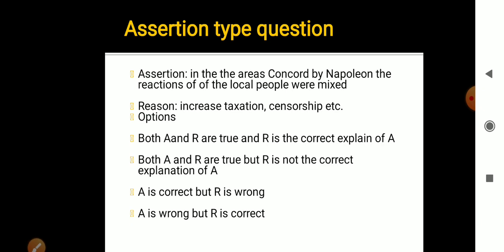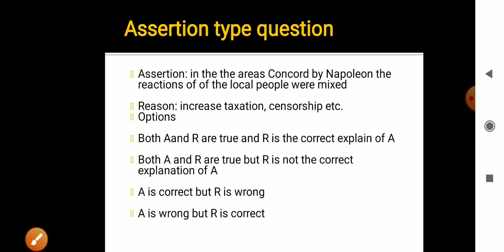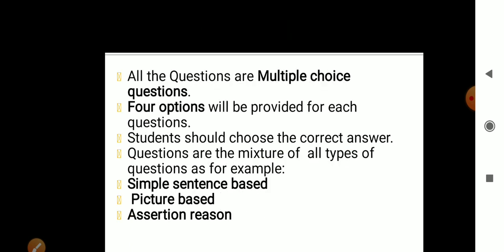So an assertion type question means one assertion will be provided, and for that assertion you will get one reason, and then with the help of these four options you will have to find the answer for this assertion and reason. I hope you understood this assertion type of question properly. If not, you can ask in the feedback section, children. Now, coming back to the general instructions, children, I hope I have cleared all instructions till now.